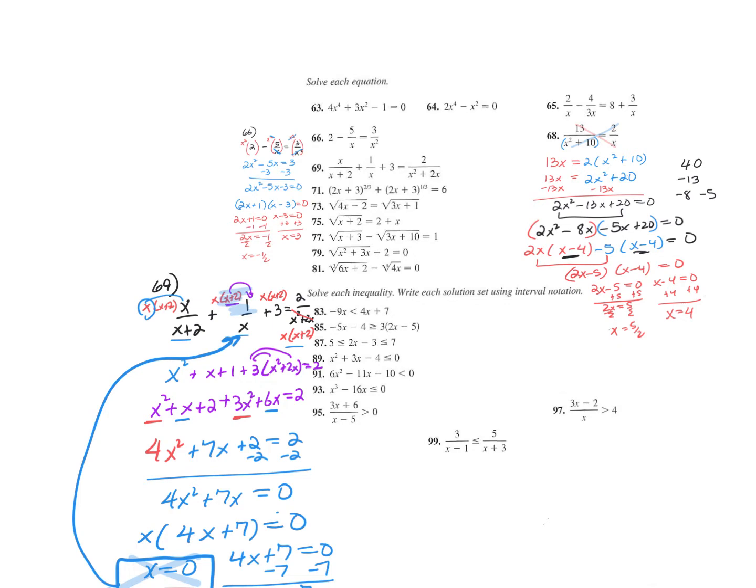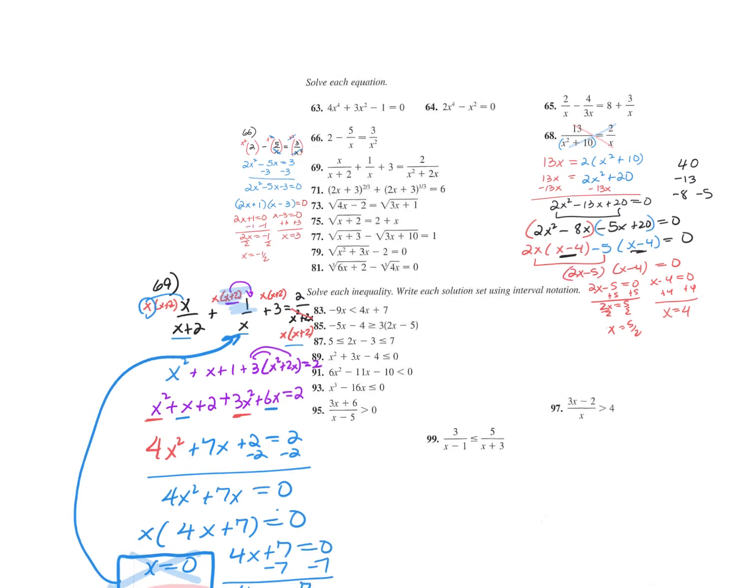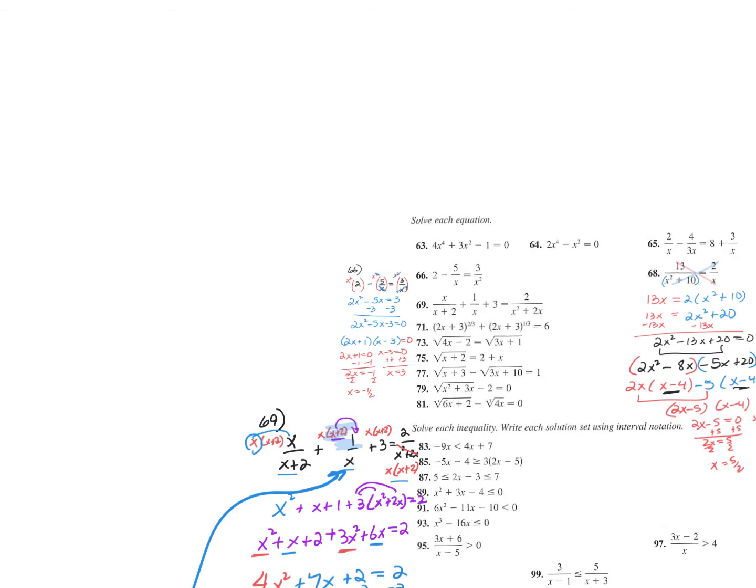Number 71. This one we're going to do u substitution on. So for 71, the problem is 2x plus 3 raised to the 2/3 power plus 2x plus 3 raised to the 1/3 power equals 6.